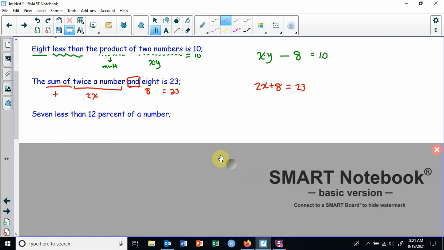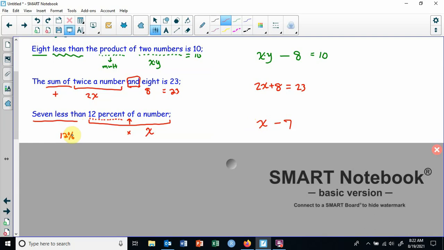Ooh, this is a good one to talk about. So we see 7 less than. So I know that means I have minus 7. Well, what are we subtracting 7 from? 12% of a number. Well, this is something we need to discuss. How do we do a percent of? Now, of is in the table as a times. And that's true. We know this is x. So we're multiplying something by x. Well, what's 12%?